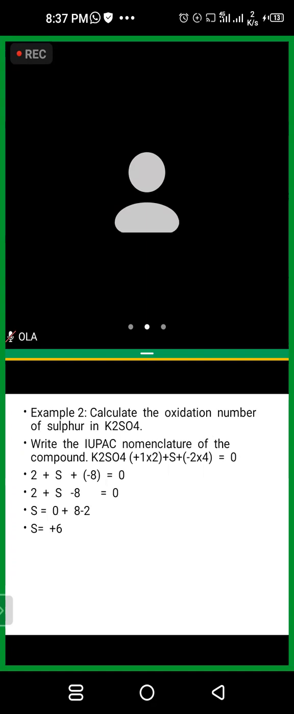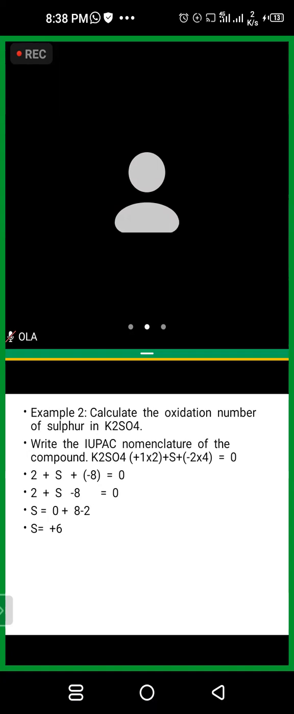This is another example. Calculating the oxidation number of sulfur in K2SO4, only sulfur. Now, this is a compound, meaning the oxidation number is what? 0. So K2SO4, all of this equals 0. The oxidation number of potassium is +1, remember, based on the periodic table, and there we have 2 atoms of potassium. Then we are still looking for sulfur, represented as S, and only 1 atom of sulfur is there, so S times 1 still gives us S.